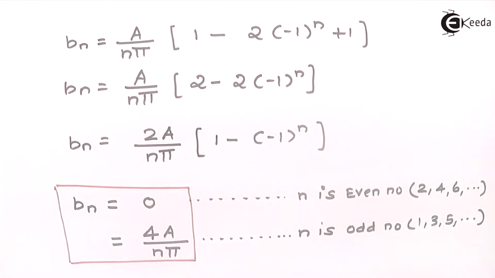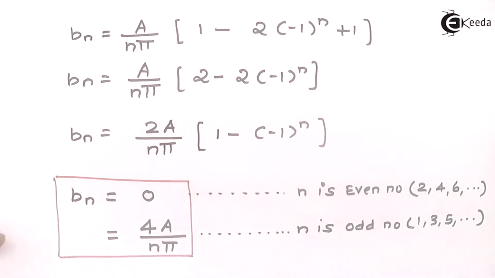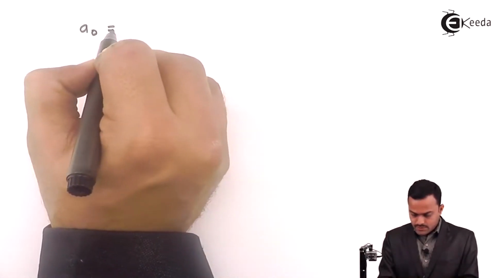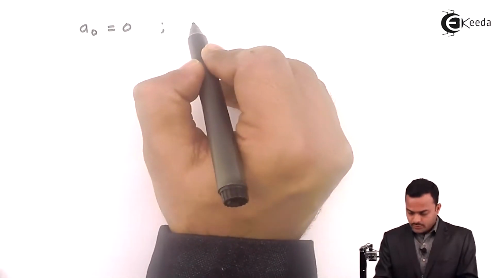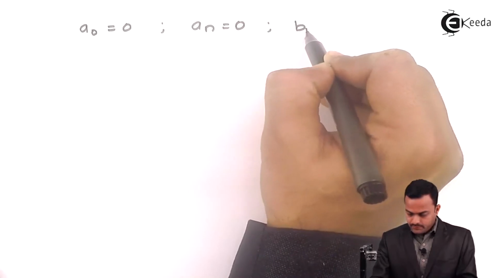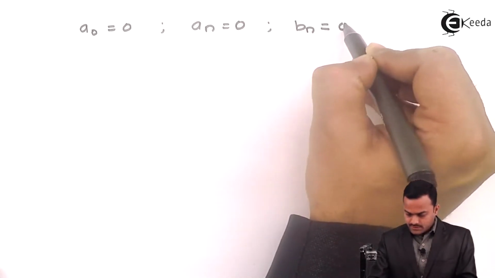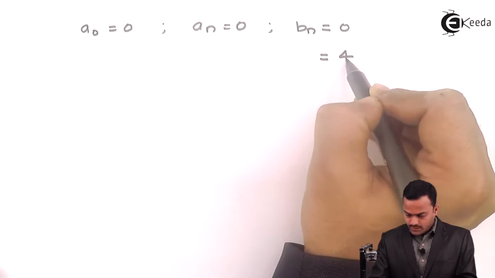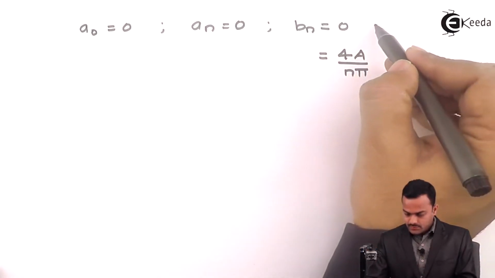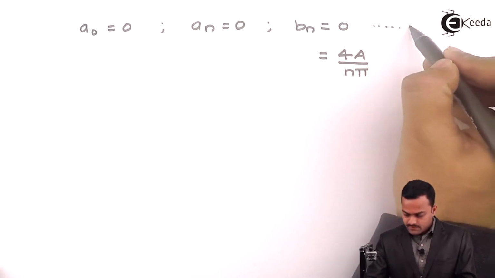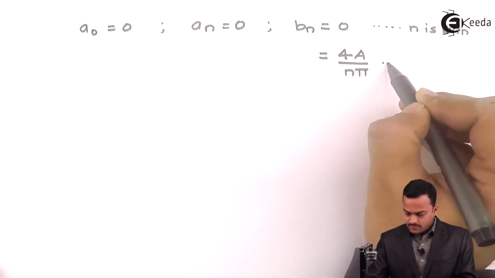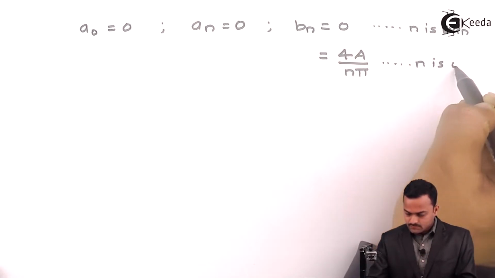Now we got all the 3 coefficients. Let's list out. We got a0 as 0, we got an also equal to 0, and Bn we got either 0 or 4a upon n pi, and that depends upon the values of n. This is when n is even, and this we obtain if n is odd.